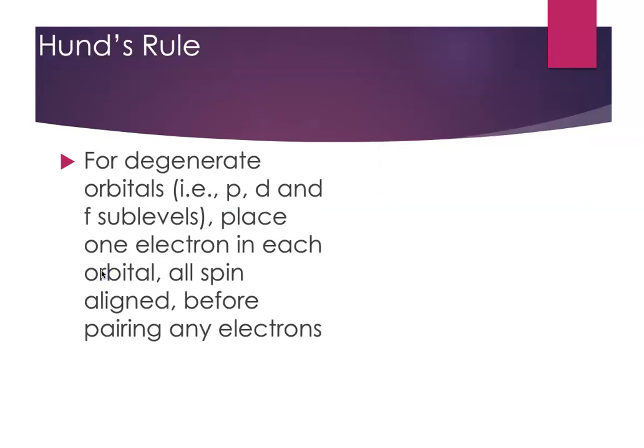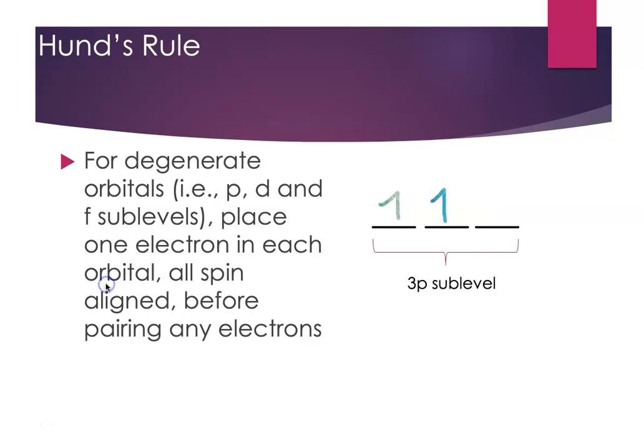So the rule says, for these p, d, and f sublevels, I have to put 1 electron in each orbital, all with the same spin, that's what I mean by spin aligned, before pairing any electrons. 1 in each before you pair. So, if I have a 3p sublevel, and I have 3 electrons that need to occupy this sublevel, I put 1 in each orbital, all with the same spin, before I pair anybody. All right, 1 in each before you pair. If I only have 3, that's where I stop.